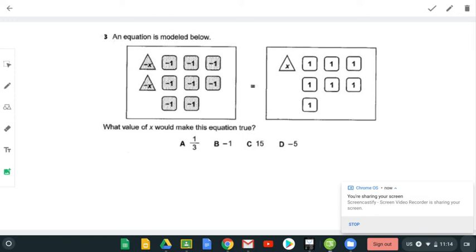All right, guys, so we're back here again with the Countdown to Star Series 7, page 3, number 3. And we're looking at solving a modeled equation here. So we're trying to figure out what the value of one of the triangles is, or what x is. So let's go ahead and take a look at it.